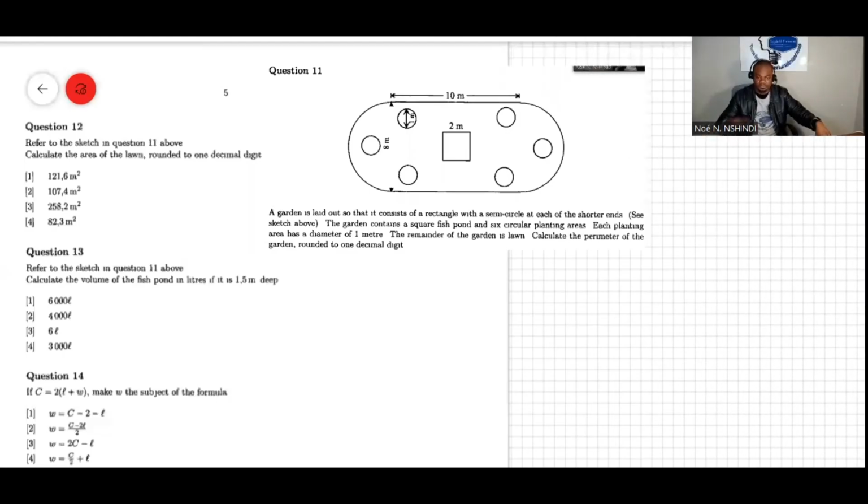Question 12 here says, refer to the sketch in question 11 above, calculate the area of the lawn rounded to one decimal digit. Okay, let's first calculate the area of the whole thing here.